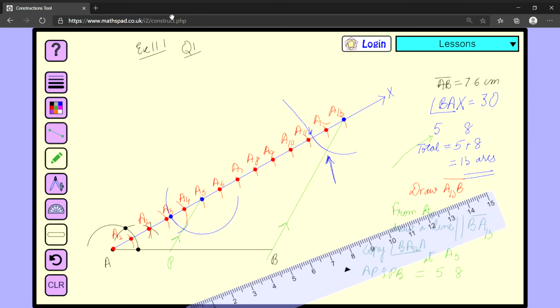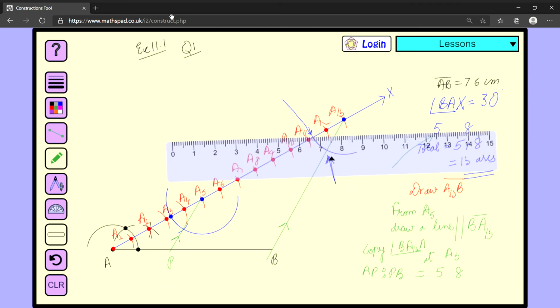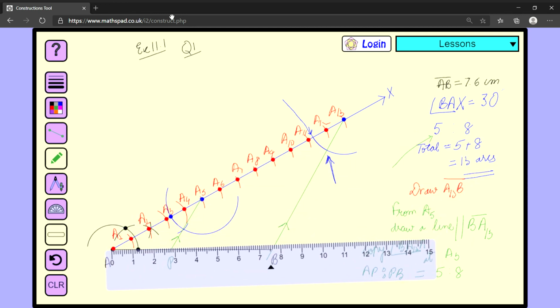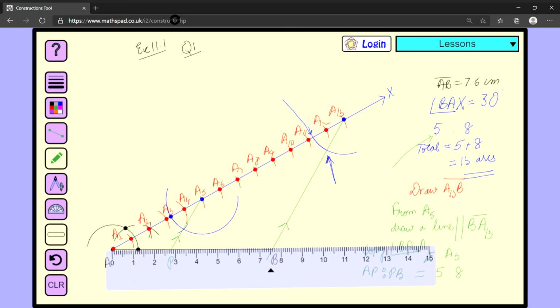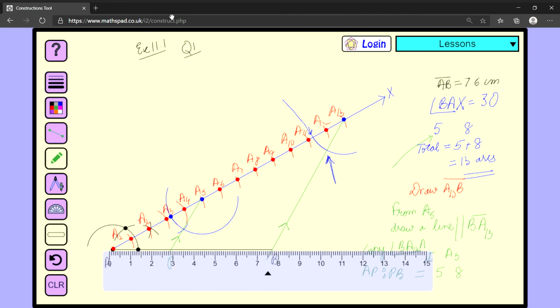The last time we measured, the part AP was approximately 2.9. So this is what should be happening here. Let's take a quick look. As you can see, it's approximately 2.9, and maybe I have not been precise while joining A5 with this angle over here, otherwise it would have been exactly 2.9. So you can do it and obtain it.